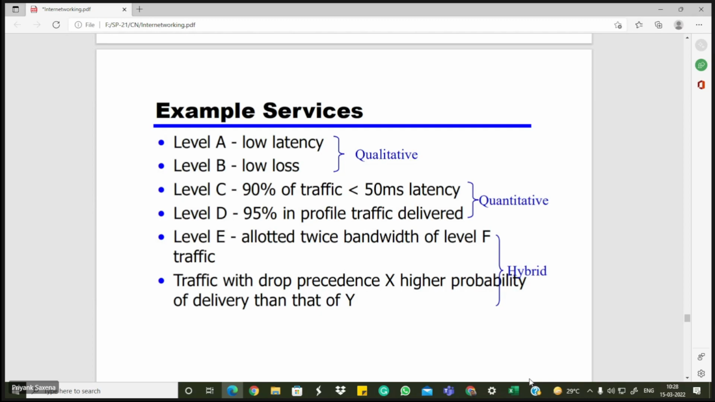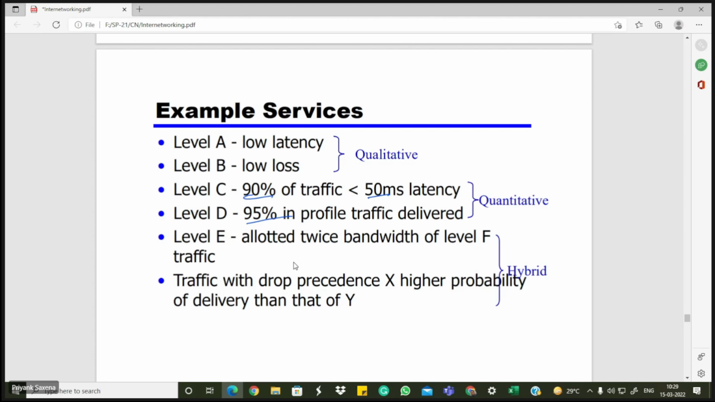The next two statements, for label C and label D, are quantitative, where you say that 90% of in-profile traffic at service label C should experience less than 50 millisecond latency, or at service label D, 95% of in-profile traffic should be delivered. So these are quantitative. Here you can see the 50 millisecond, 95%, 90% of traffic.